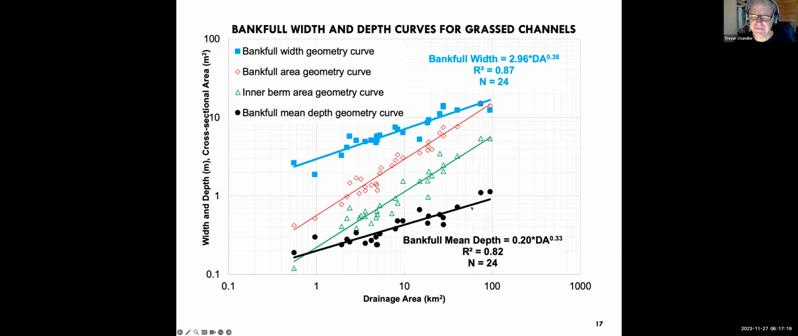And then at the bottom, this is the bankful mean depth curve, also for grassed areas. So an important consideration. And I didn't plot the curve for the wooded areas because there were only 7 sites. So I just didn't think that was perhaps quite enough to warrant doing that.